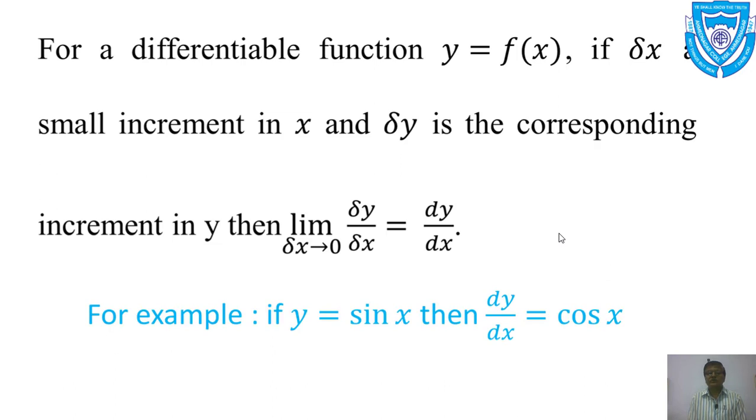For example, if y is equal to sin x, then dy by dx is equal to cos x. So here we denote the derivative of the function. The function is sin x and its derivative is cos x. We denote it by dy by dx is equal to cos x.